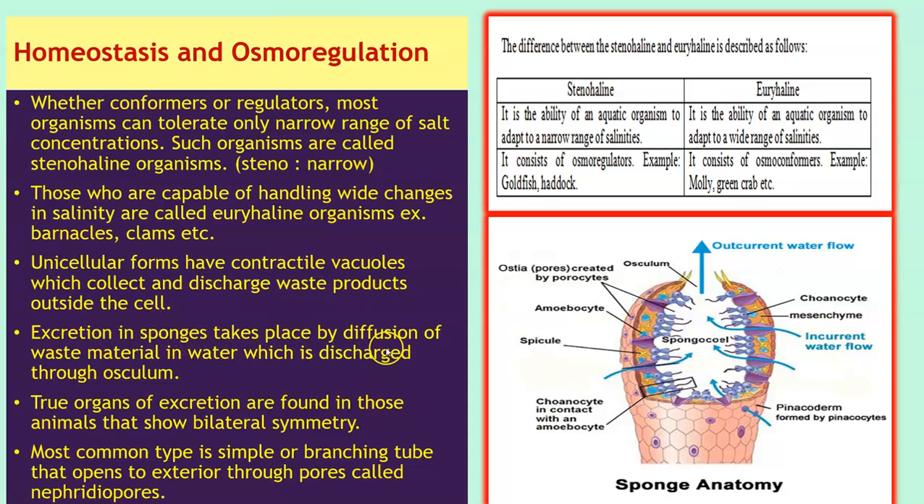Excretion in sponges takes place by diffusion of waste material in water, which is discharged through the osculum. Here, this is the image of a sponge, and this is the osculum, a point from where excretion takes place. True organs of excretion are found in those animals that have bilateral symmetry. Common type is a simple or branching tube that opens to the exterior through pores called nephridiopores.